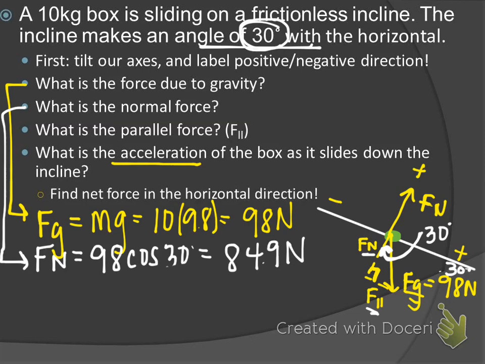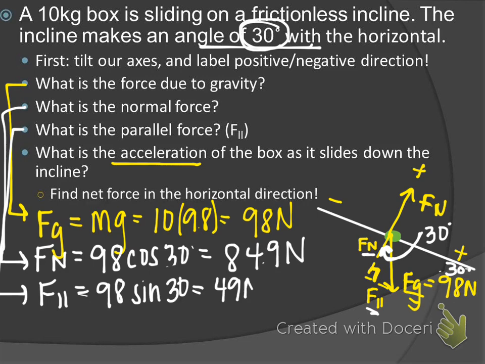So taking our next step to solve for the parallel force, I'm going to use that same equation as I did up above, except I'll use sine instead of cosine. 98 is the hypotenuse. I'm going to use sine because my parallel force is opposite of that 30-degree angle. And for sine, I use opposite and hypotenuse. And that gives me a value of 49 newtons for my parallel force.